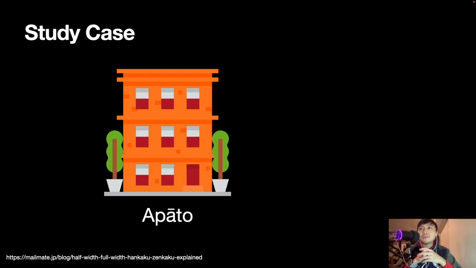I have the word apato, right? Apato. So there is a line mark above the A. It means that you have to pronounce it a little bit long. Apato. So it means apartment, right? And in Japan, there are three ways of writing apartment, as far as I know. So these are the three ways.